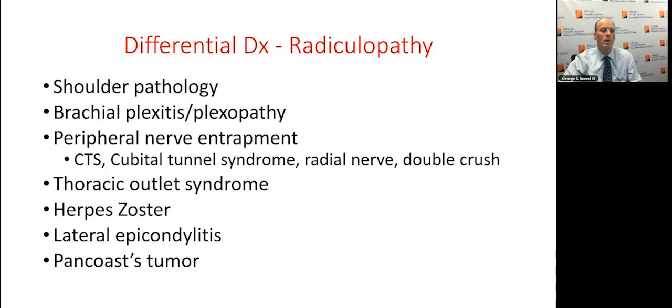Lateral epicondylitis is probably one of the biggest ones I've seen. People think they have tennis elbow. They come in with counterforce braces. They've had injections. I've seen surgeries that have failed, and it ends up being a C5-6 or a C6-7 disc herniation with referred pain into the elbow.